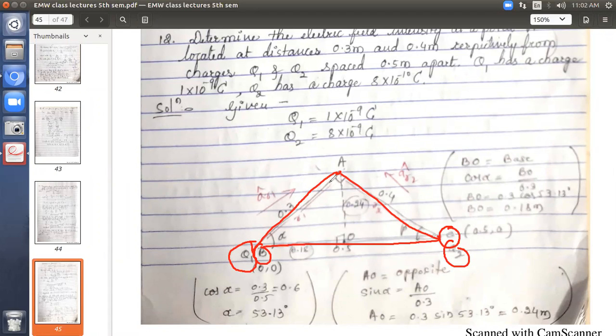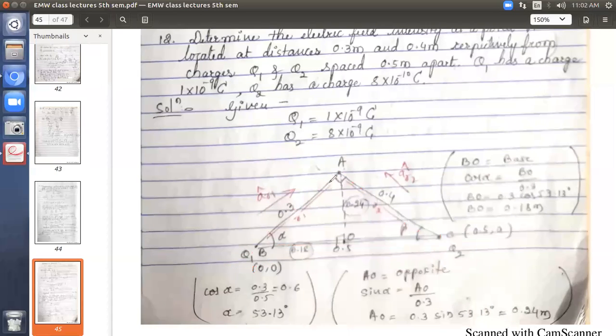According to basic geometry, and you have studied the triangle concepts, different types of triangles, this is a right angled triangle, you can see. How can I say that it's a right angled triangle? Can anyone unmute and answer? No problem. How can I say that this is a right angled triangle? What is the condition for a triangle to be right angled?